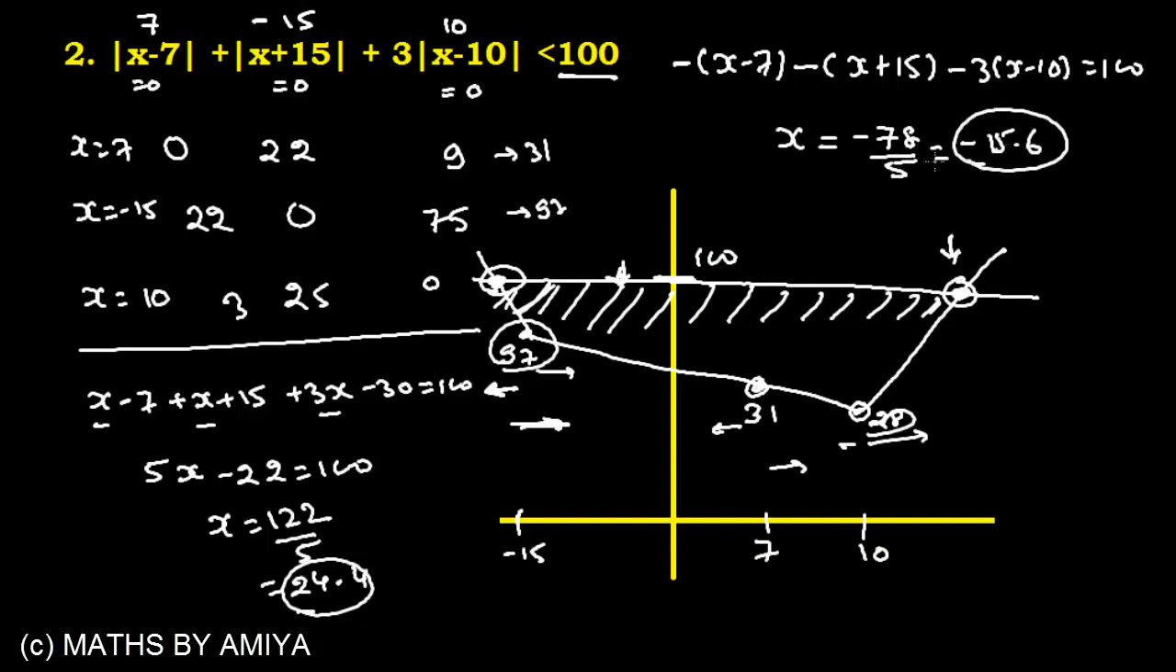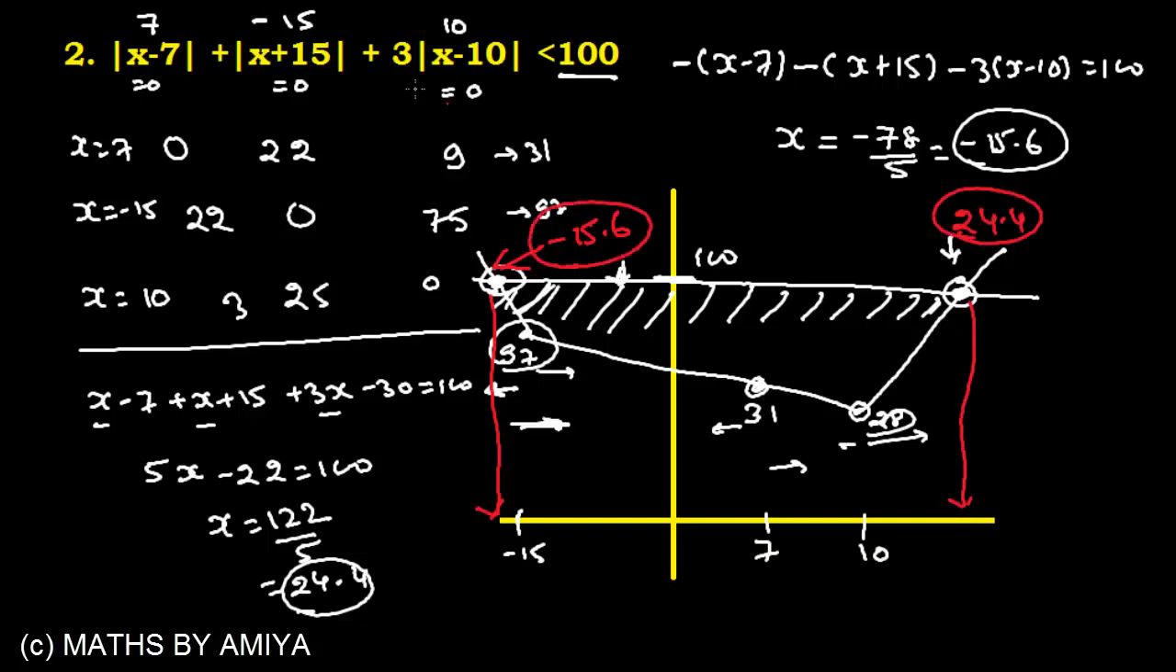So now plot both critical points. This critical point is minus 15.6. What do we mean by this critical point? The corresponding value of x. The corresponding value for this critical point is nothing but 24.4. So if they ask the range, or the range of x or the domain of the function, we can say we have minus 15.6 comma 24.4 in open brackets. Why open brackets? Because the inequality is not holding. If there should be an equal to sign, then it should be closed brackets.